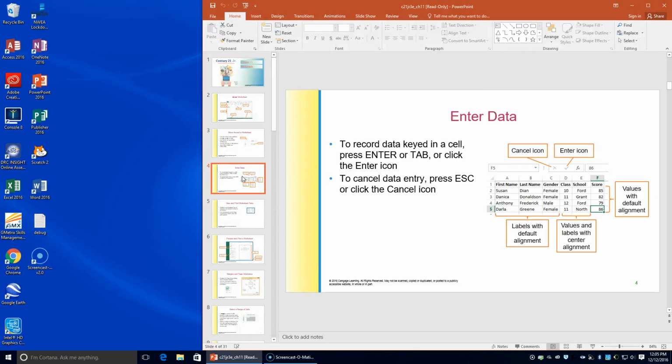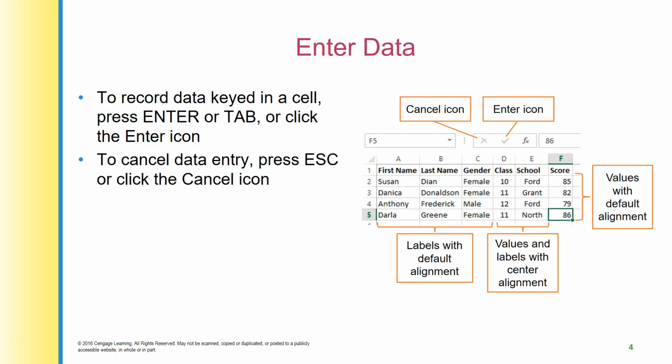Alright, next is going to be talking about entering data and aligning labels and values. Alright, so data keyed into a cell is automatically assigned a label or value status. When only numbers are keyed into a cell, the value status is assigned and the data is right aligned.